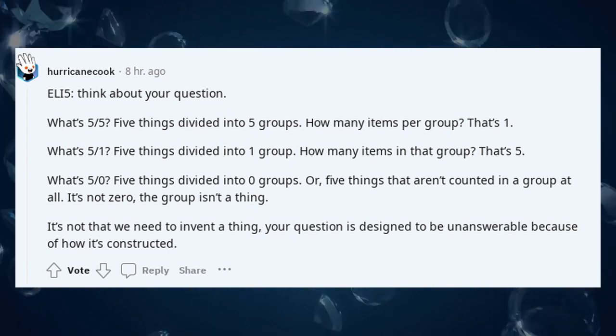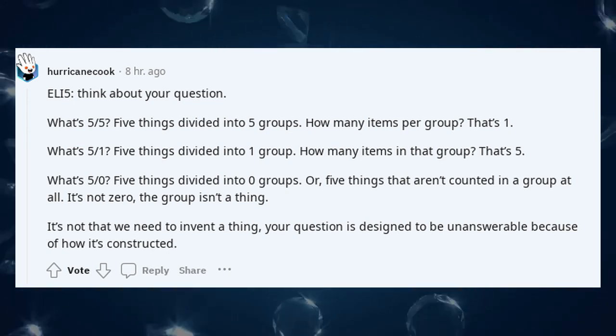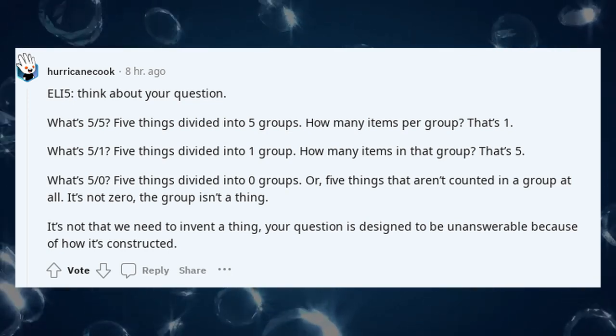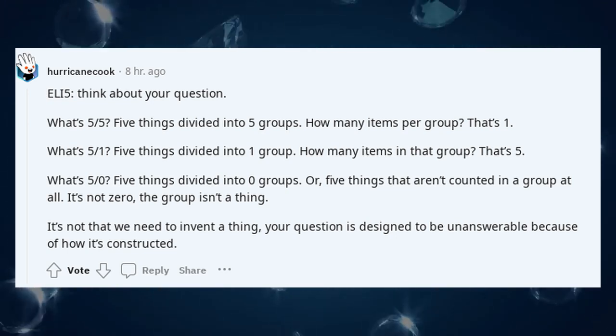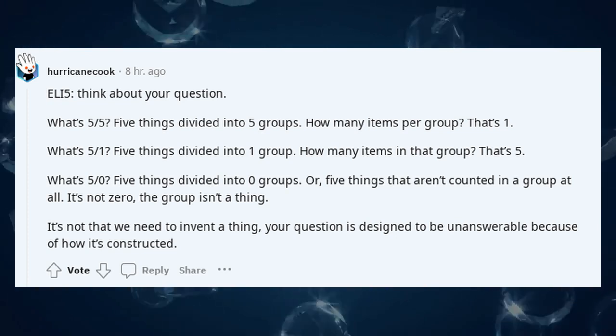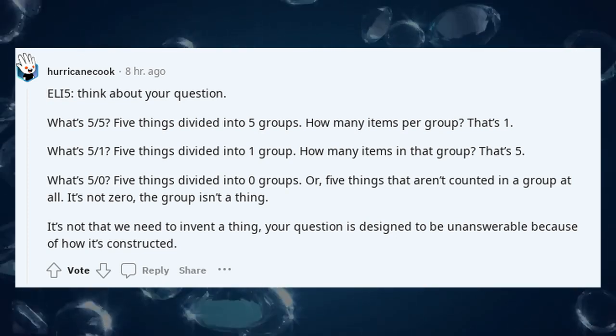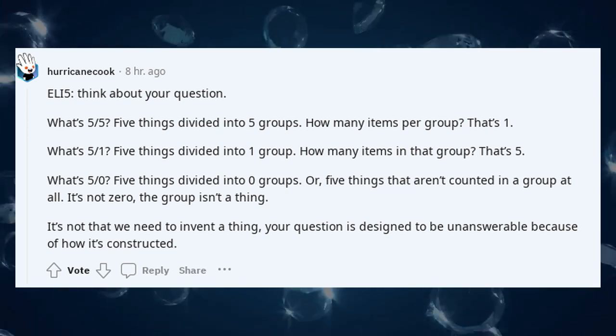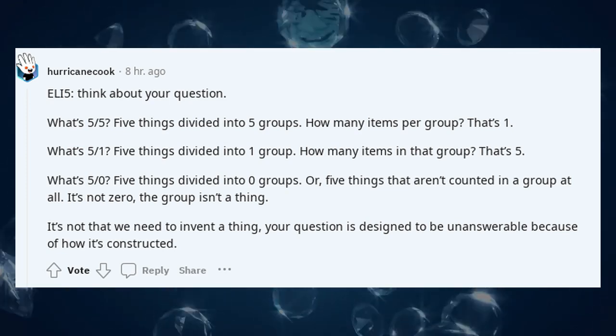That's 5. What's 5/0? 5 things divided into 0 groups. Or 5 things that aren't counted in a group at all. It's not 0. The group isn't a thing. It's not that we need to invent a thing. Your question is designed to be unanswerable because of how it's constructed.